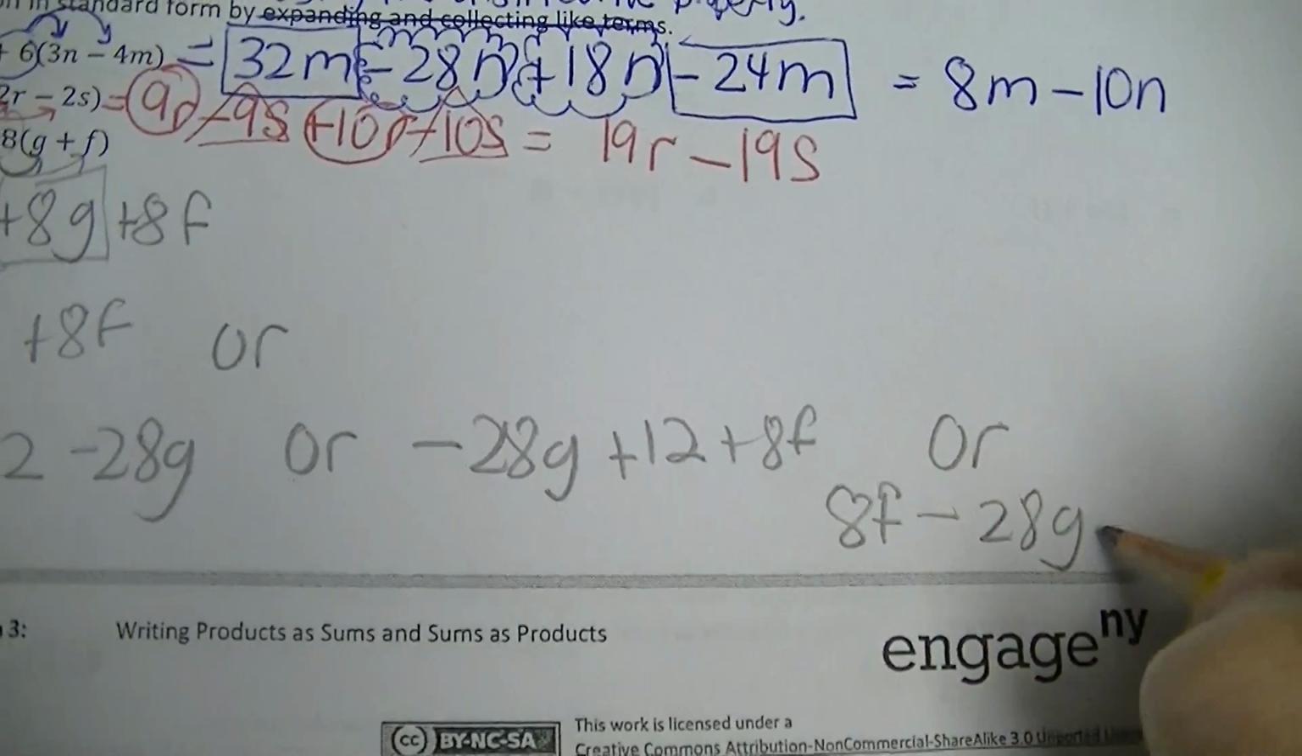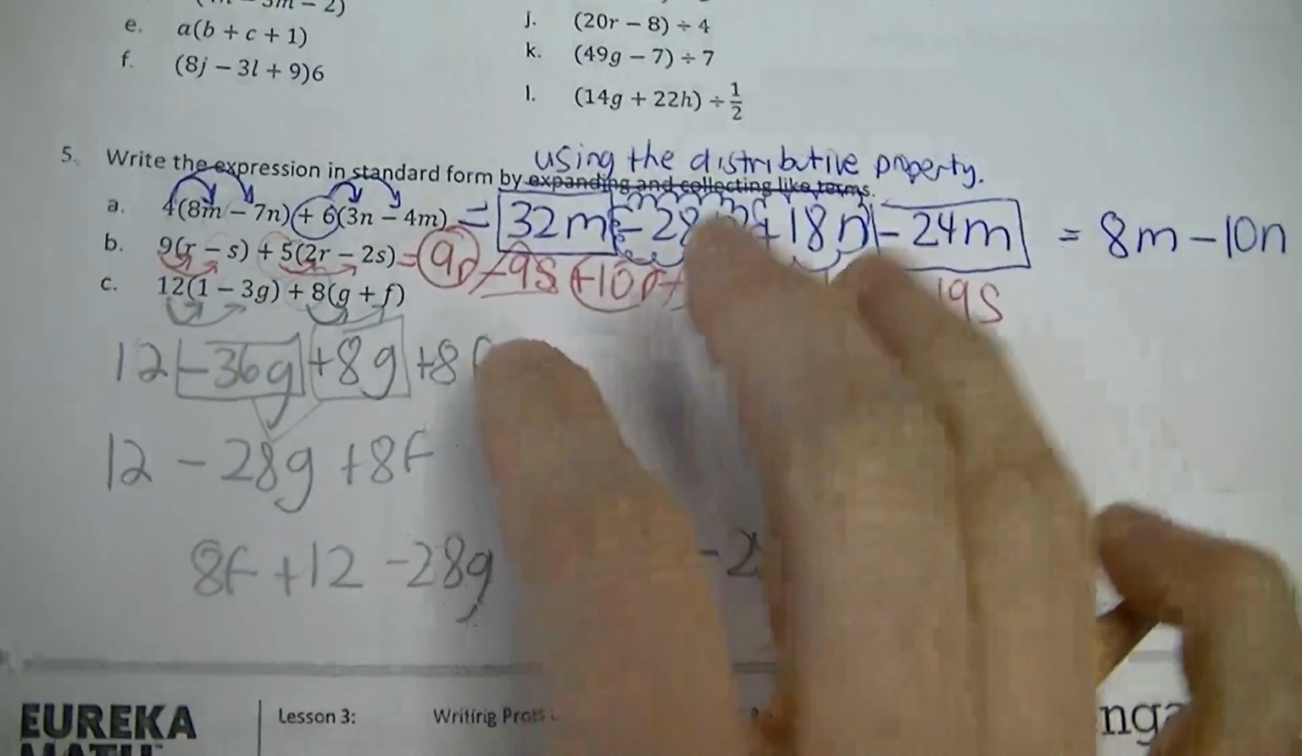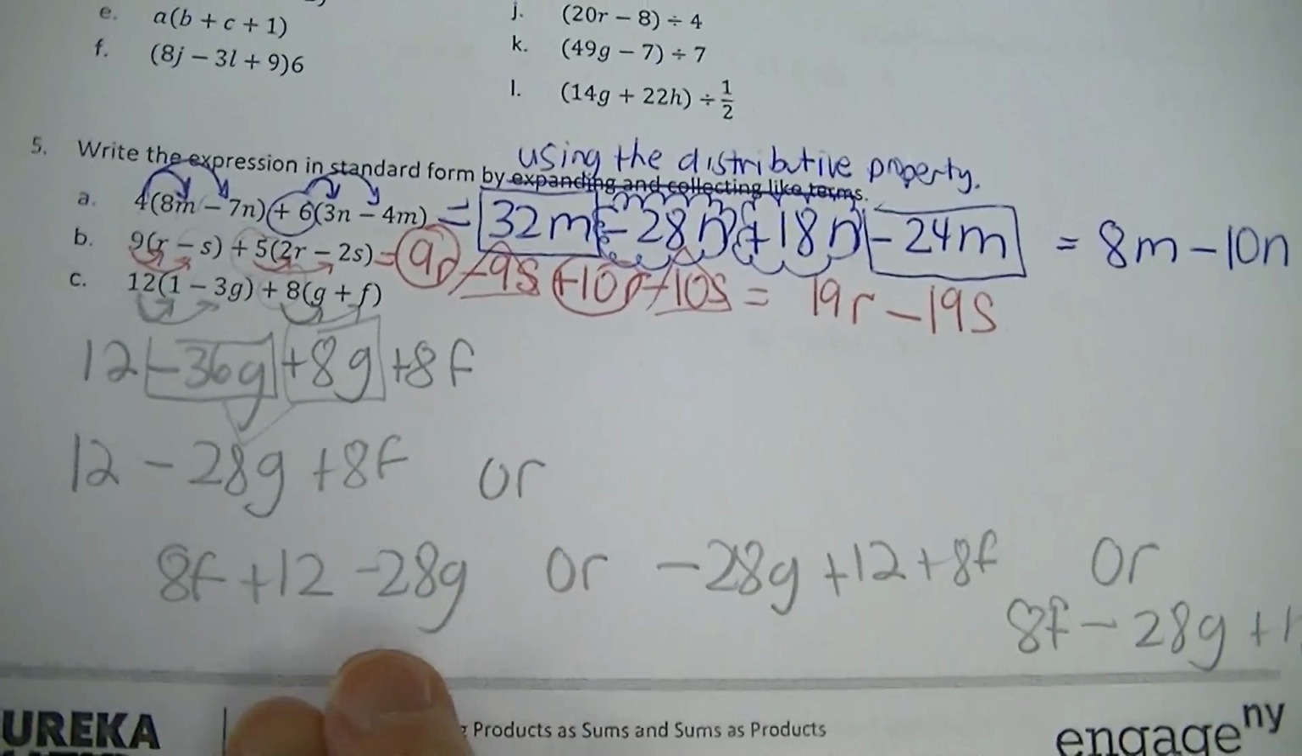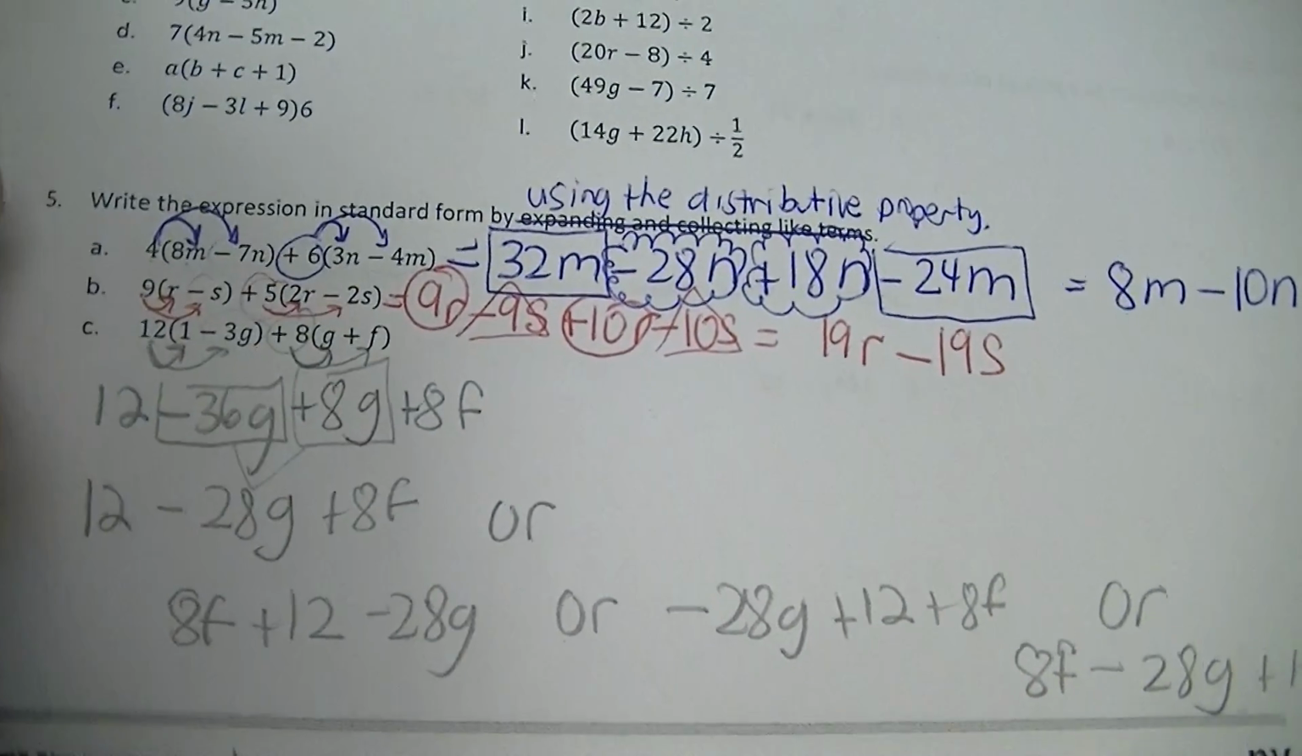and then plus 12. Okay, so again, you can switch the order of all this stuff, but always remember to keep that symbol directly in front of it. I want you to know that.